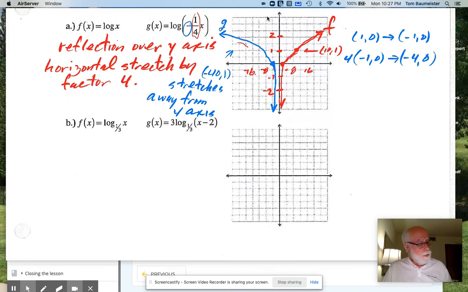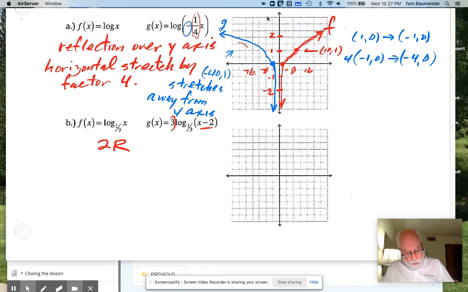The second one is b, f of x is equal to log to the base 1/3 of x, and g of x is equal to 3 log to the base 1/3 of x minus 2. So let's just think about what we're going to be doing here. First of all, we have that in there. So what do we know we're going to do? We know we're going to go to the right, because again, that's in parentheses. So we're going to do that first.